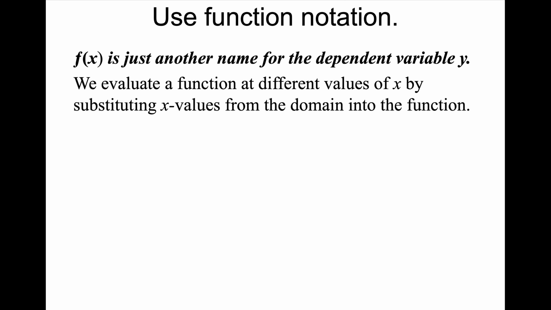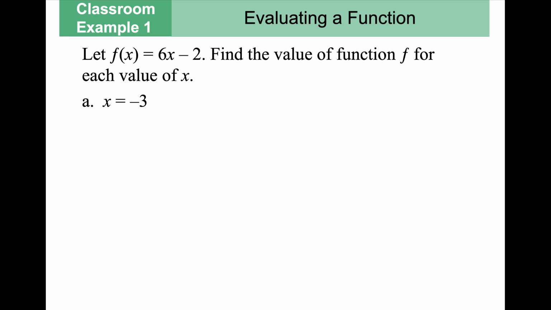F of x is just another name for y. So it's like a synonym in the English language. It's like saying small versus tiny. There are times when, if you go through McDonald's, you're going to say, I want a small drink. You're not going to say, I want a tiny drink. So just like synonyms have context, we're also looking at context for function notation.